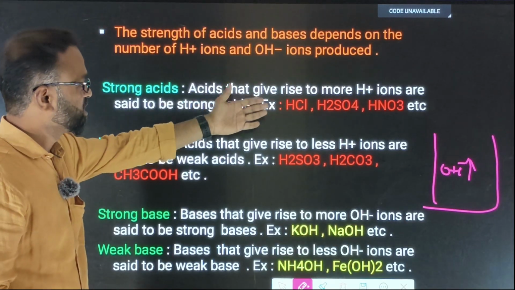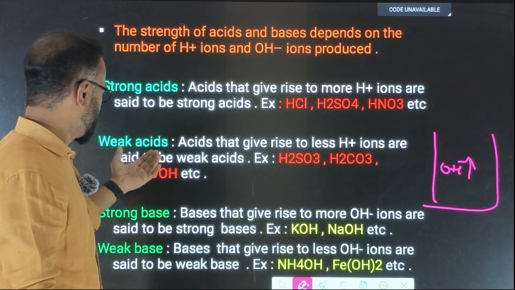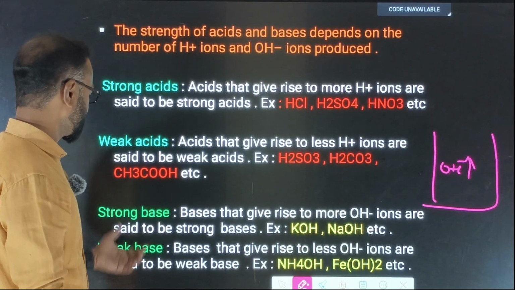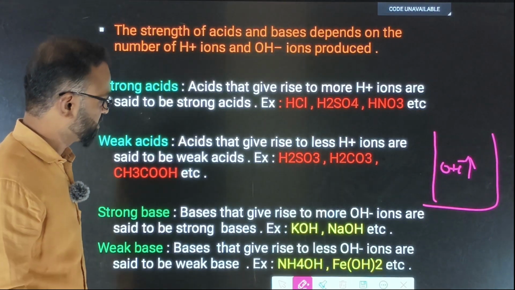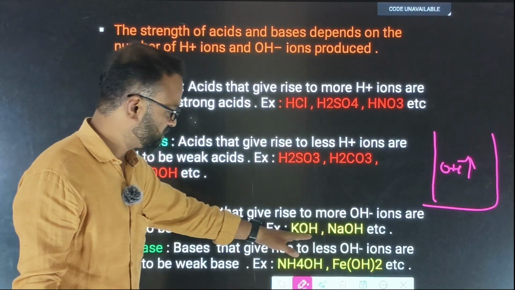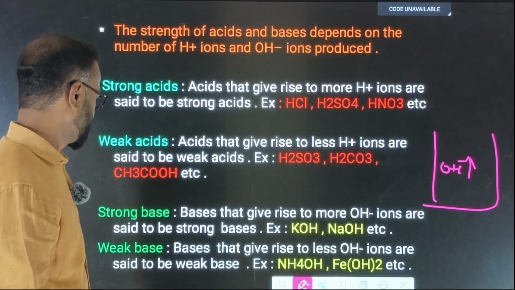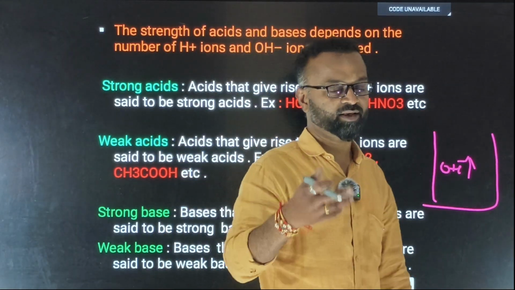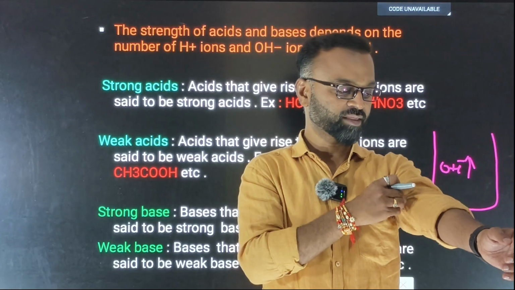Example, you can say HCl, H2SO4, HNO3 are examples of strong acids. And for weak acids you can take examples like carbonic acid, acetic acid, and also H2SO3 and all those things. Similarly, strong bases, you can take the examples of potassium hydroxide, sodium hydroxide, calcium hydroxide. Weak base, you can take examples of ammonium hydroxide, ferrous hydroxide, or magnesium hydroxide, so-called milk of magnesia, which is used as an antacid.